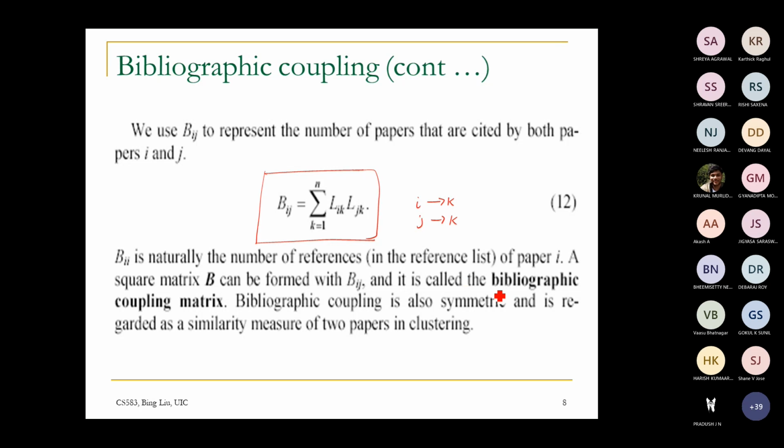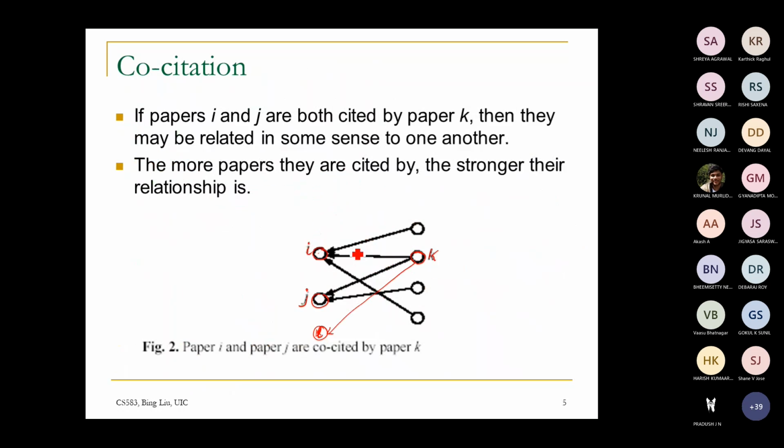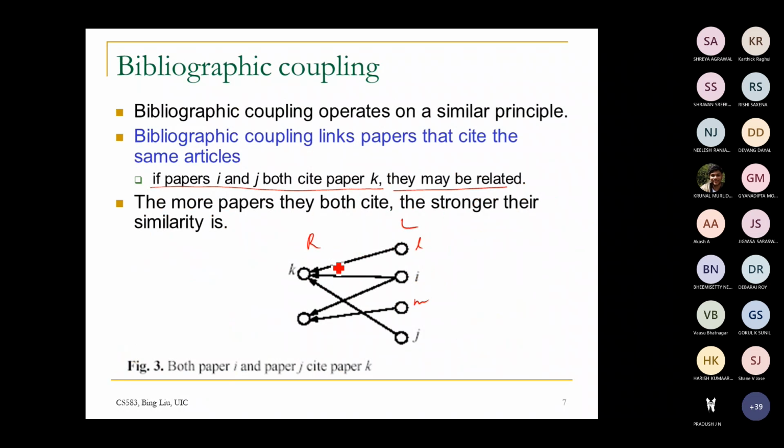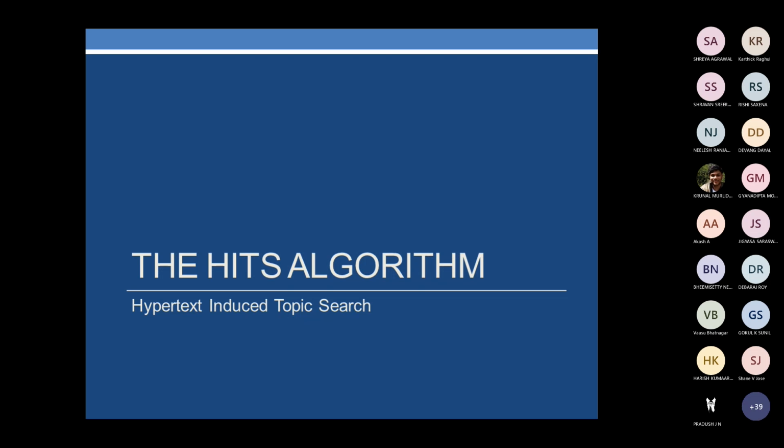So in bibliographic coupling, the links will be outgoing. See, here in co-citation it is incoming towards I and J, and here it is incoming towards K. That is the difference, and the matrix can be formed using the bibliographic coupling formula: Bij is equal to the summation over Lik into Ljk. So this is how bibliographic coupling can be done symmetrically.